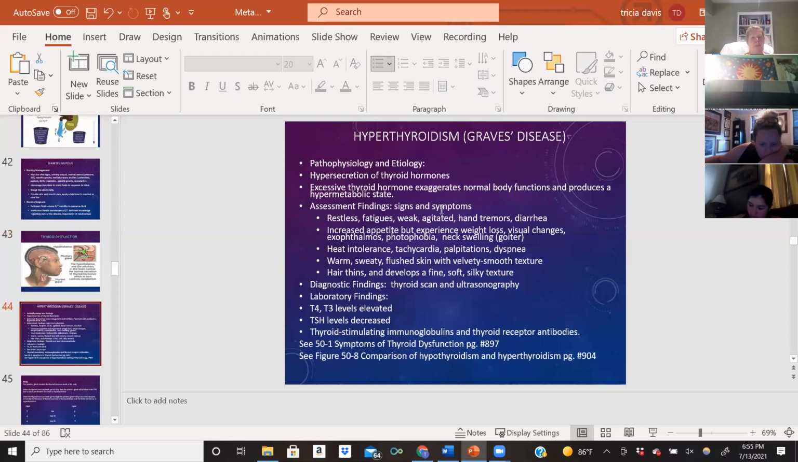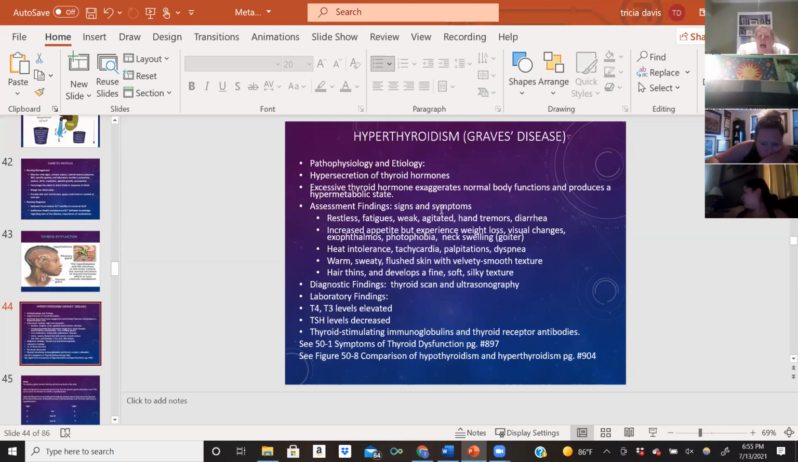So some patients may present with something called hyperthyroidism, also called Graves' disease. So this is a hyperactive thyroid. This occurs when there is a hypersecretion of high thyroid hormones. So the thyroid is making too many hormones. The excessive thyroid hormone is going to exaggerate normal body functions, and it's actually going to make the body be in a hypermetabolic state.